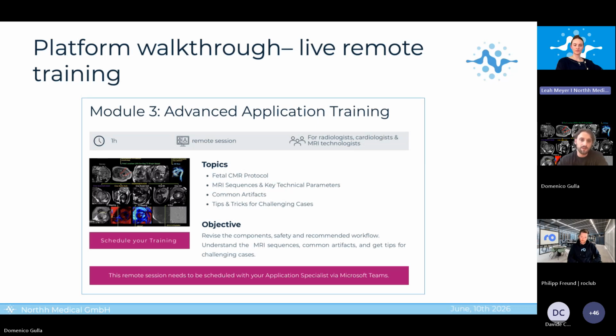And here, module 3 represents the training that I will do with the customer directly. In this case, we prepared all this setup to be more focused in this section on the fetal CMR application protocols, and then how to set up sequences and go through the common artifacts, and then also giving tips and tricks for challenging cases.